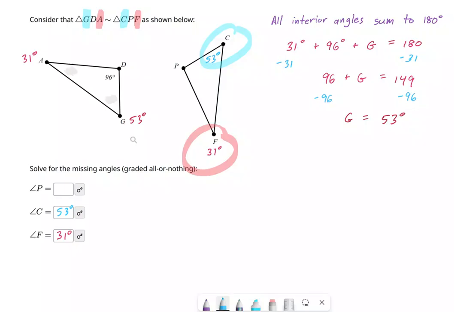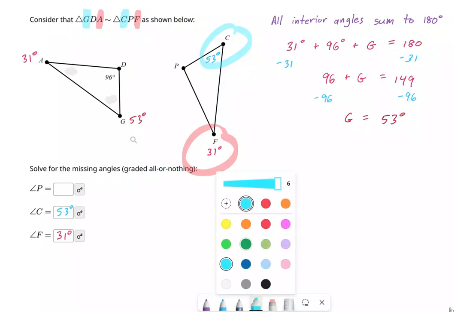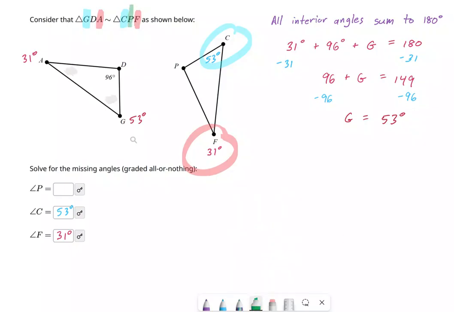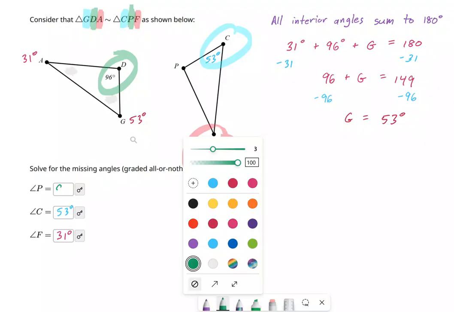And the only thing missing is P, so let's go back to our chart and see where P is. P is right here in the middle, it's sort of squeezed in there, and that is similar to D. So that must be 96 degrees. And that'll wrap up this problem.